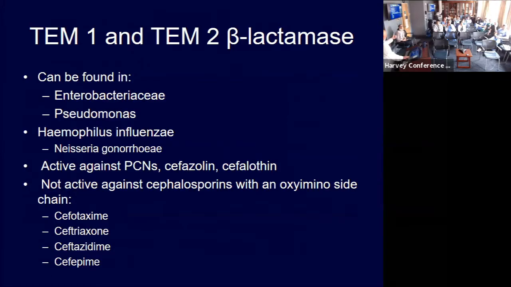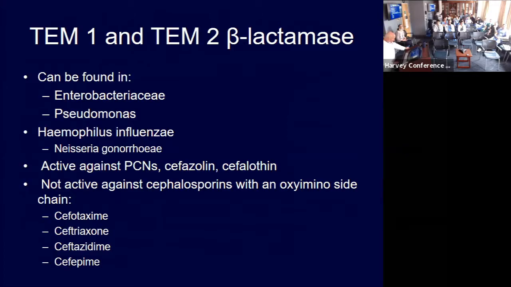Some other organisms also produce TEM-1 and TEM-2 beta-lactamases. For example, H. influenzae, when you think about somebody who has recurrent sinusitis or bronchitis due to H. influenzae, one of the drugs we use as outpatient is amoxicillin. Well, why is that? Because H. influenzae can produce a beta-lactamase that breaks down amoxicillin. But if you put the beta-lactamase inhibitor, clavulanate, there, the drug Augmentin, you can overcome that. Neisseria gonorrhoeae also can produce beta-lactamases. Moraxella catarrhalis. So there's a lot of them.